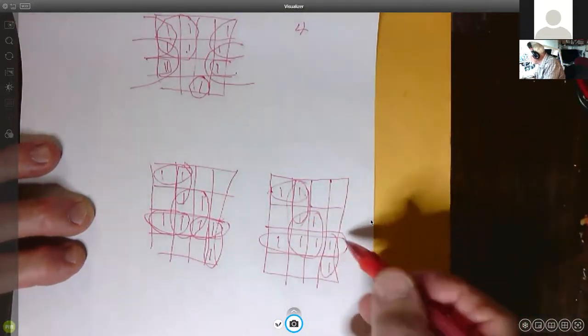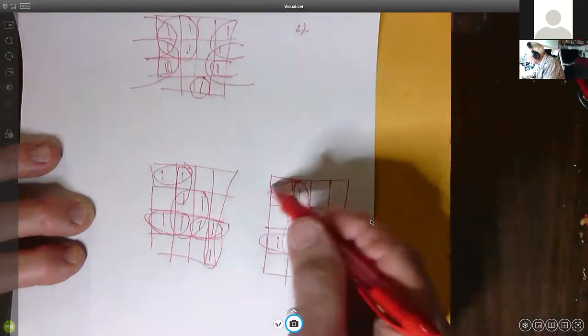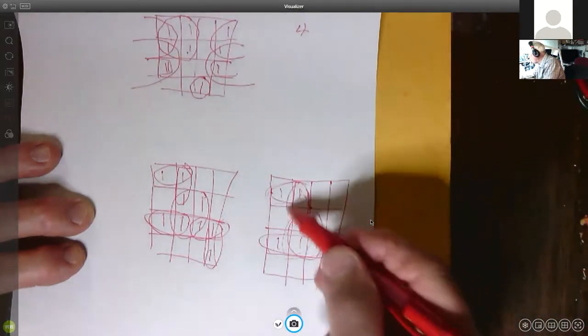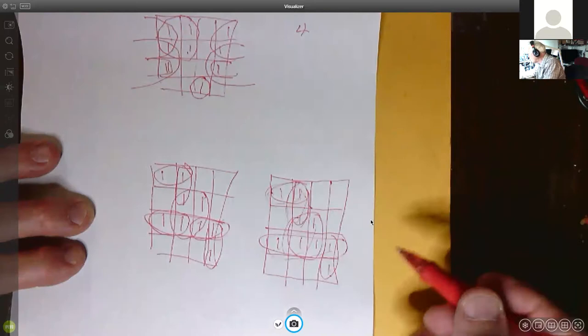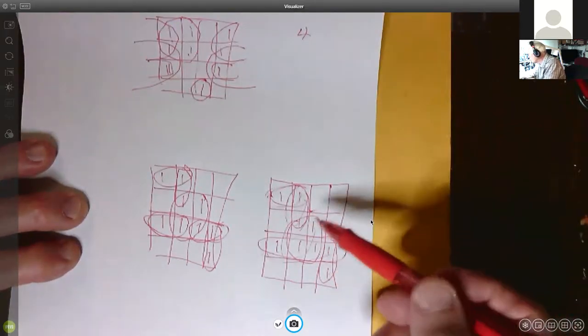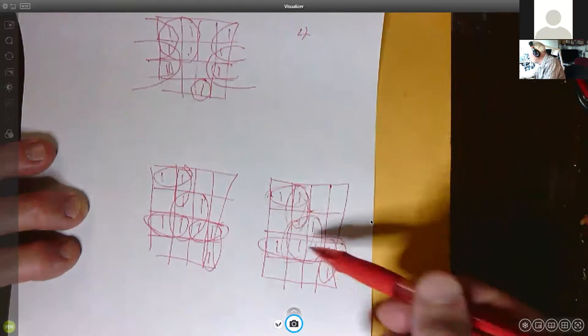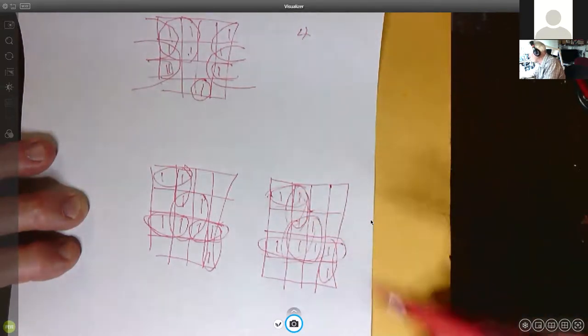So you have 1, 2, 3, 4 essentials and one non-essential. And your solution does not need this non-essential. So your solution would be four terms: two variable terms, and 2, 3 variable terms.